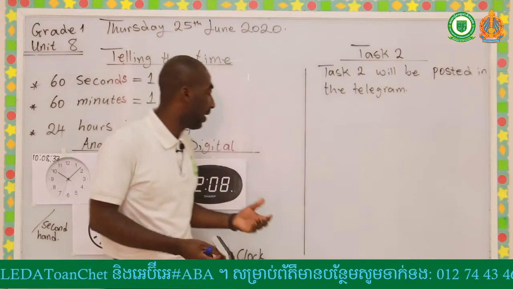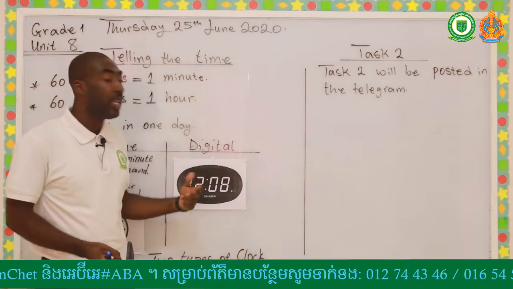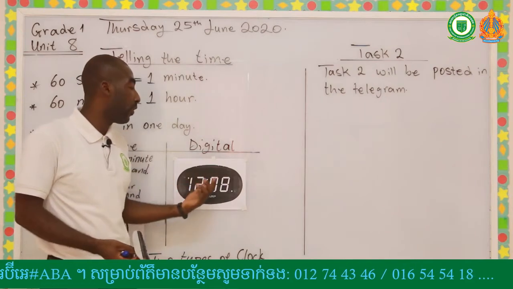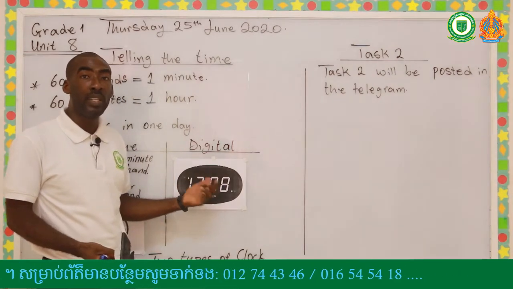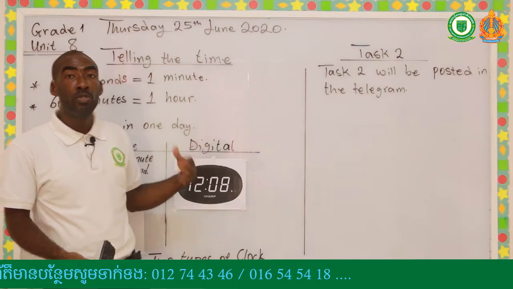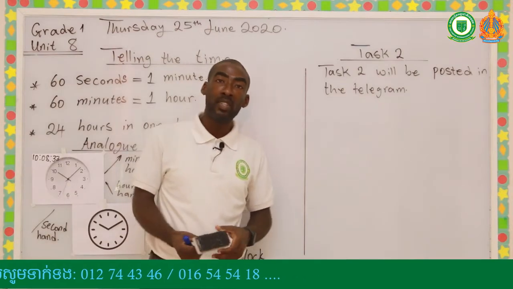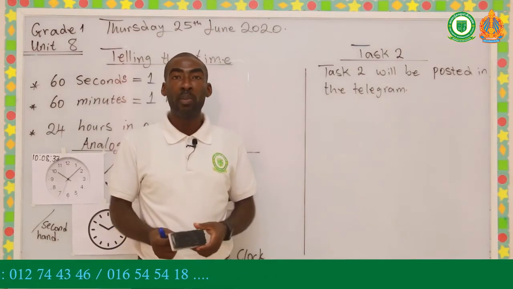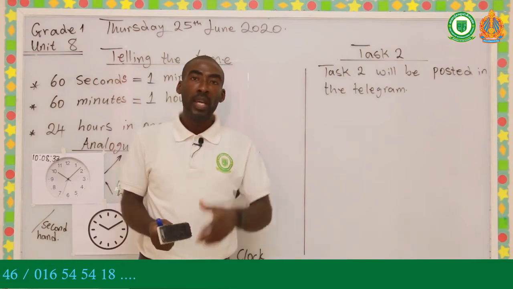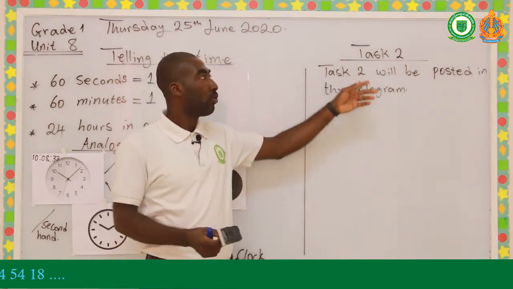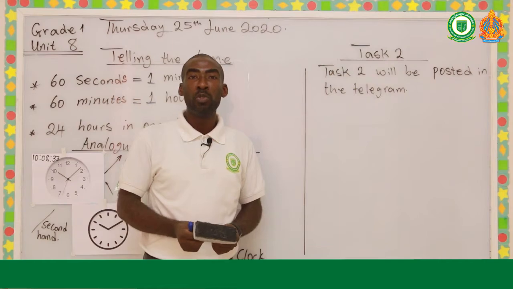Because in the case of the digital clock, it's quite easy for everyone to read because it comes with numbers. So we're going to do more practice on the analog so that we'll become more familiar with it. So get your task 2, and when you finish we'll go to task 3.